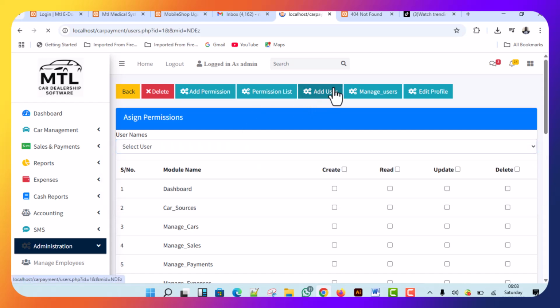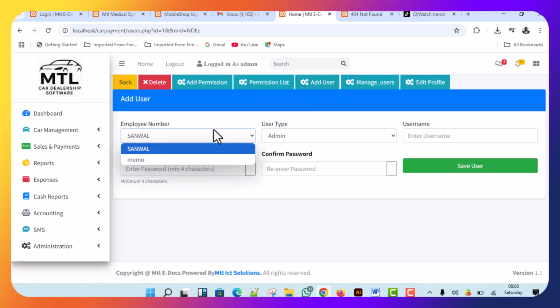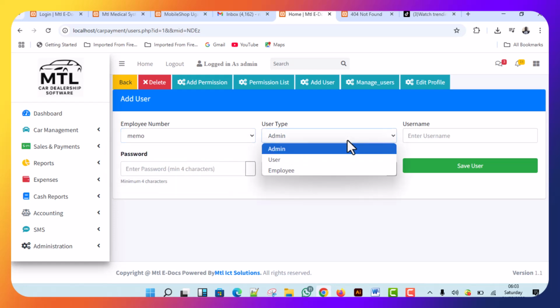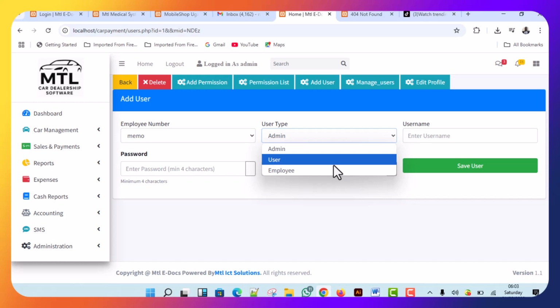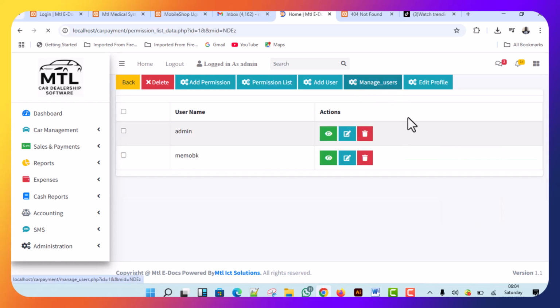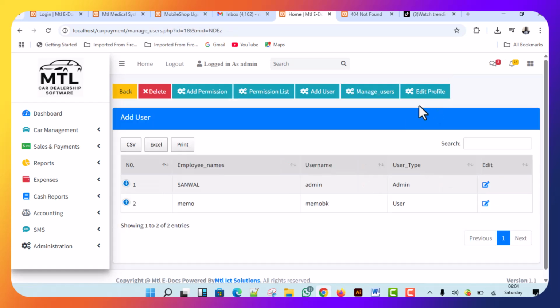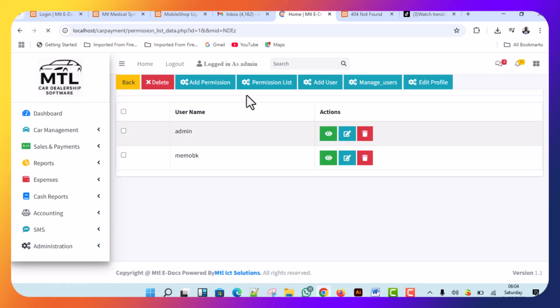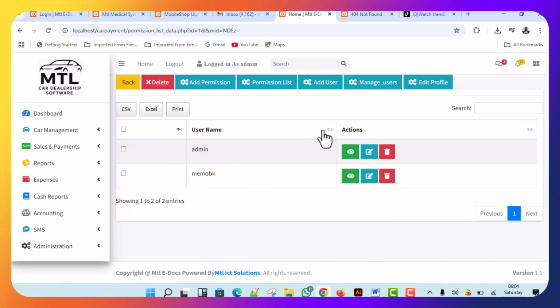You first register them as employees, then you select employee number, then user type, is it an admin, a user, or an employee? Then you give them a username and password. Then you manage them. So far we have this, but you can add more. Then we have the permissions.